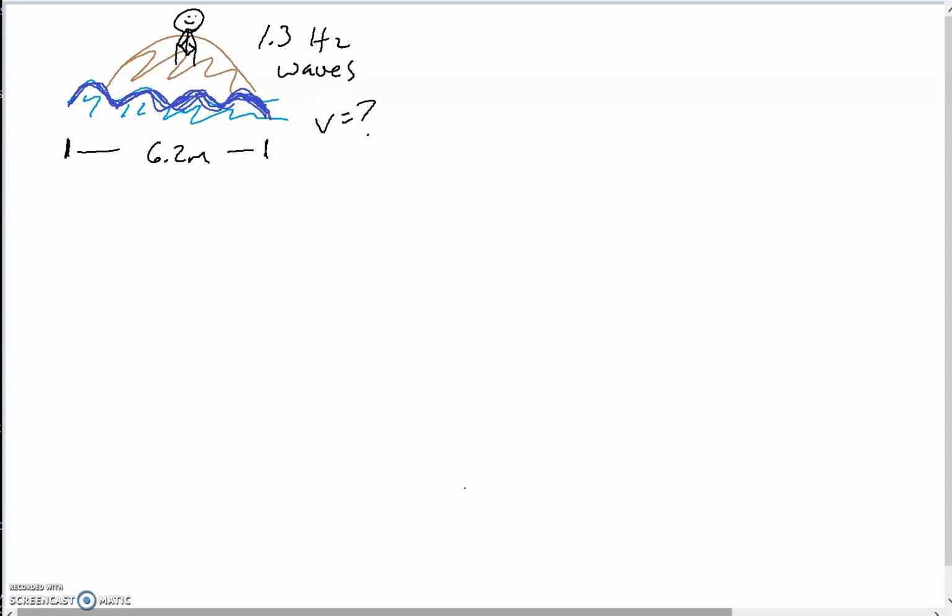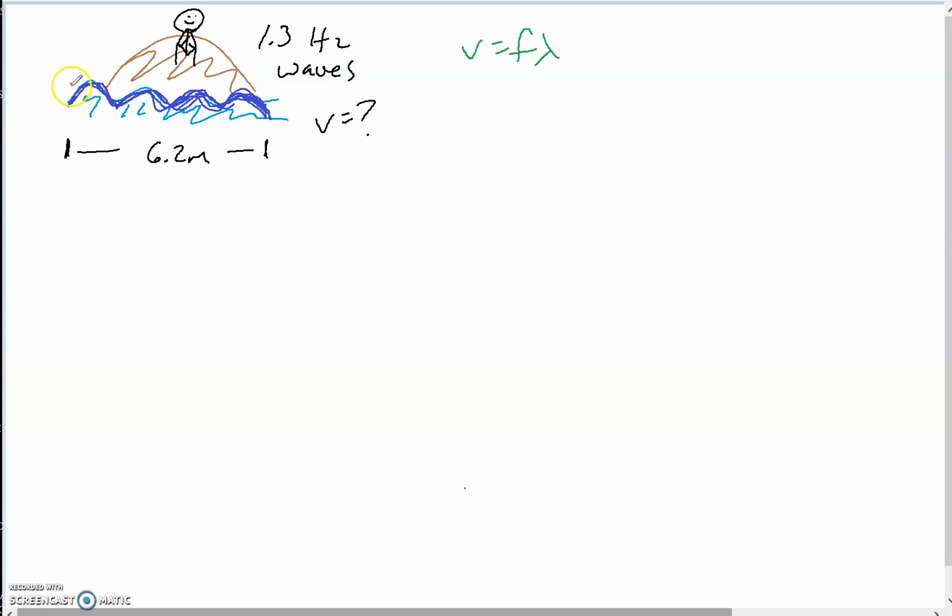Okay, well, that's no problem. Speed is frequency times wavelength, so we can figure that out. We've got the frequency, we just got to get the wavelength. So if I look at the waves, I got that 6.2 meters, but that's not the wavelength. That is for a bunch of waves.